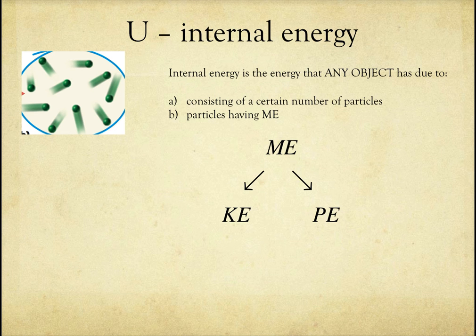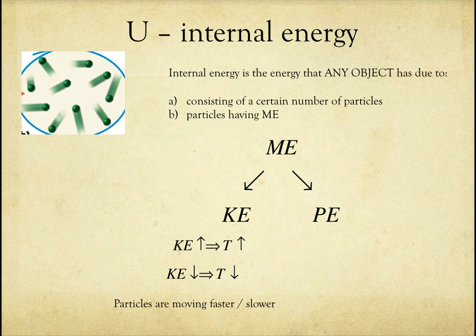So how can we change internal energy? We can change either one of those, either kinetic energy of the particles or potential energy of the particles. Kinetic energy of the particles means that if it's increasing, the temperature will increase. If it's decreasing, temperature will decrease. So particles moving faster, higher temperature; particles moving slower, lower temperature.